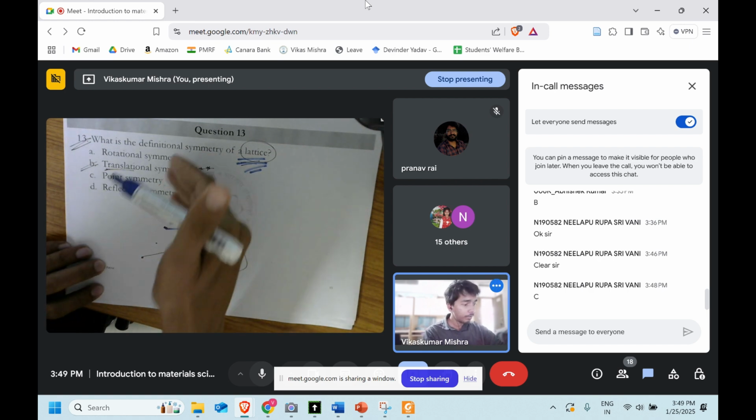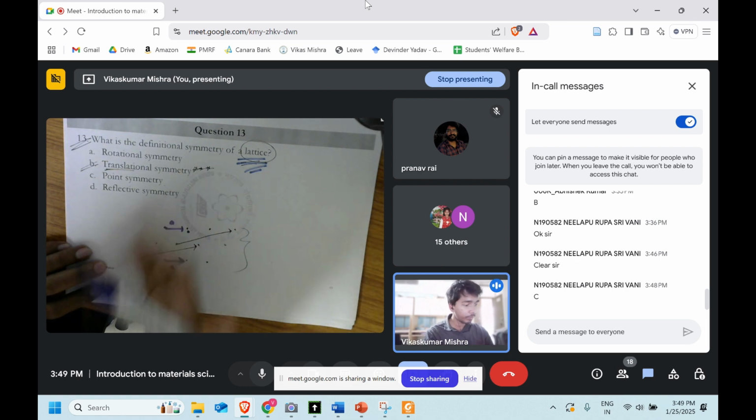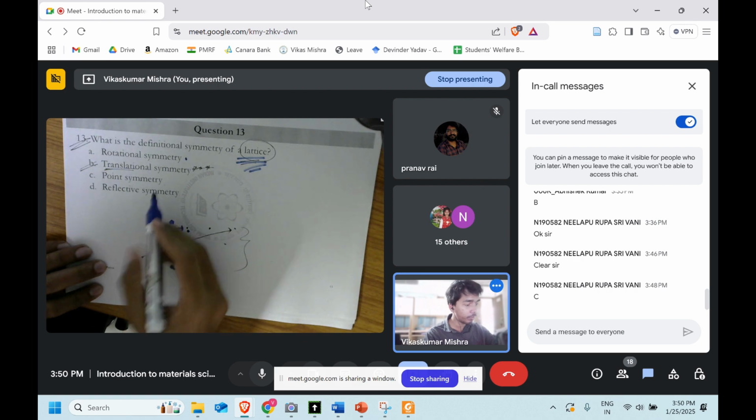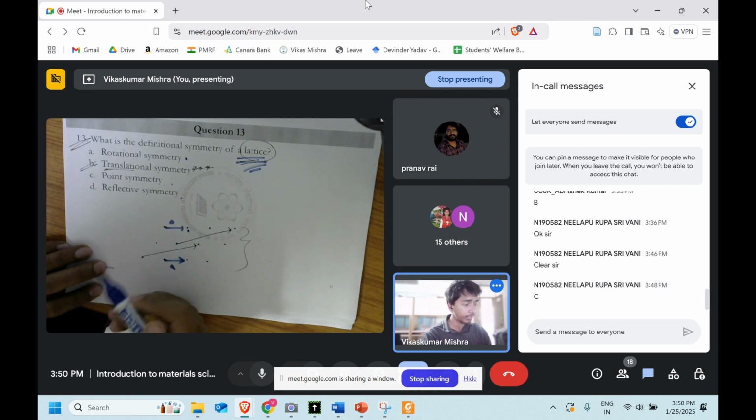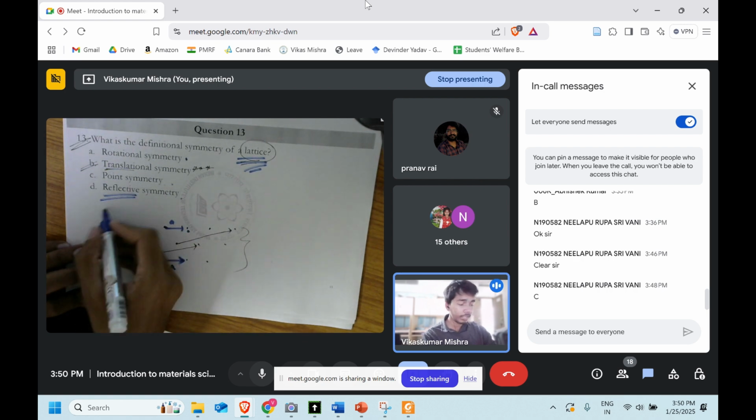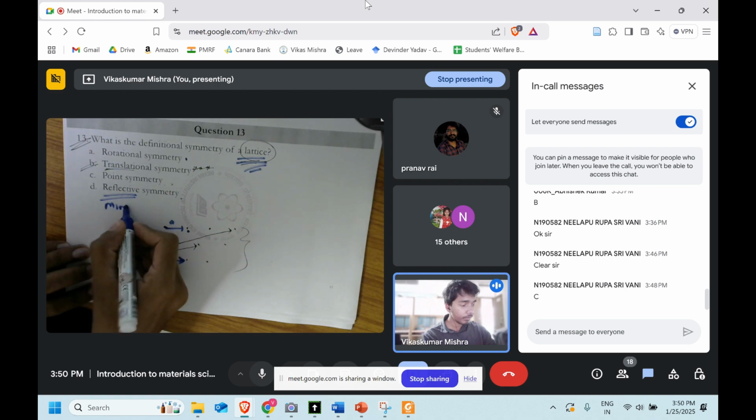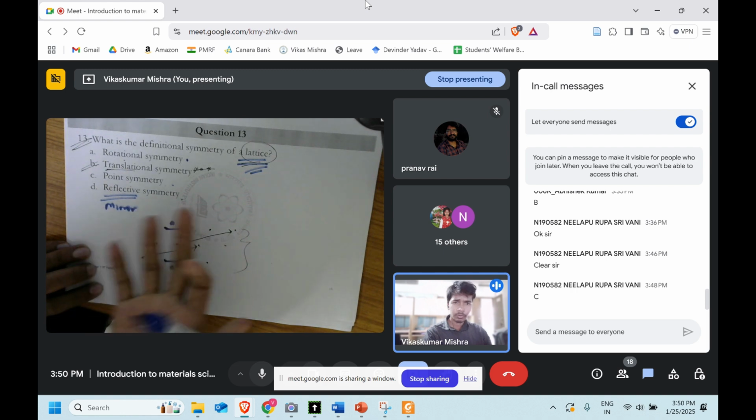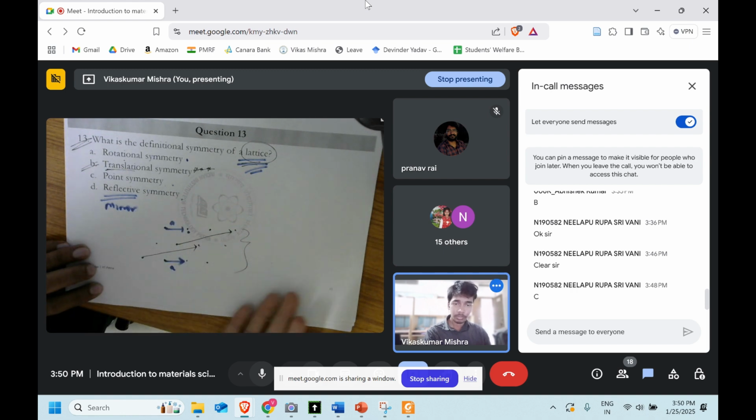Let me address these things. Rotation symmetries have been noted over here, along with point symmetry and reflective symmetry. Reflective symmetry is what? A mirror, right? Mirror symmetry. Rotational, we know, okay, number of folds: one-fold, two-fold, three-fold, six-fold, those things.